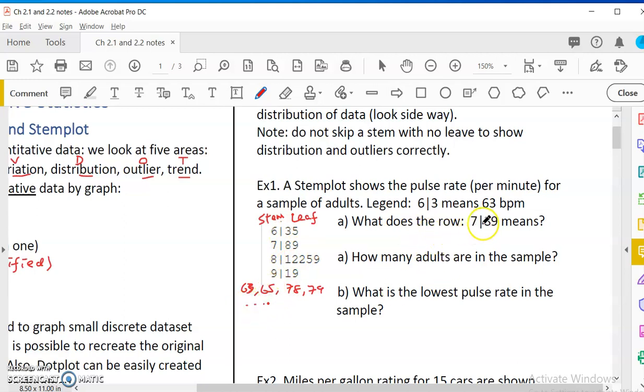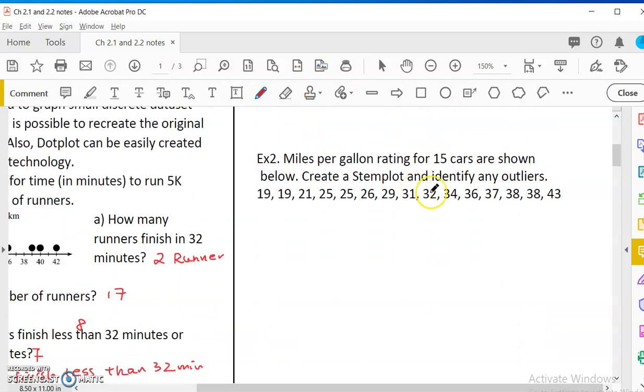So what does the row 7, 8, 9 mean? It means a BPM of 78 and 79. Okay. How many adults are in the sample? Each leaf represents one data. So 1, 2, 3, 4, 5, 6, 6, and then 5 more. So it's 11 adults, right? You should basically count the number of leaves. What is the lowest pulse rate? The lowest pulse rate would be 63. What's the highest one? The highest would be 99. Okay. Highest is 99, but they didn't ask it. So that's how you read it now.